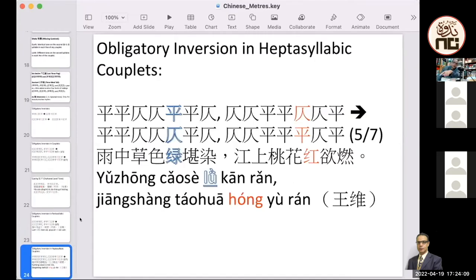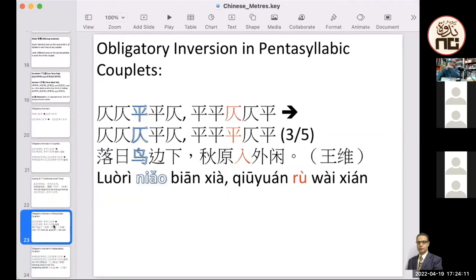So you see that poets don't have to strictly follow the rules. Especially in the Tang dynasty, the poets took liberty in following the rules whenever it suited them, and in deviating from the rules whenever it suited them.